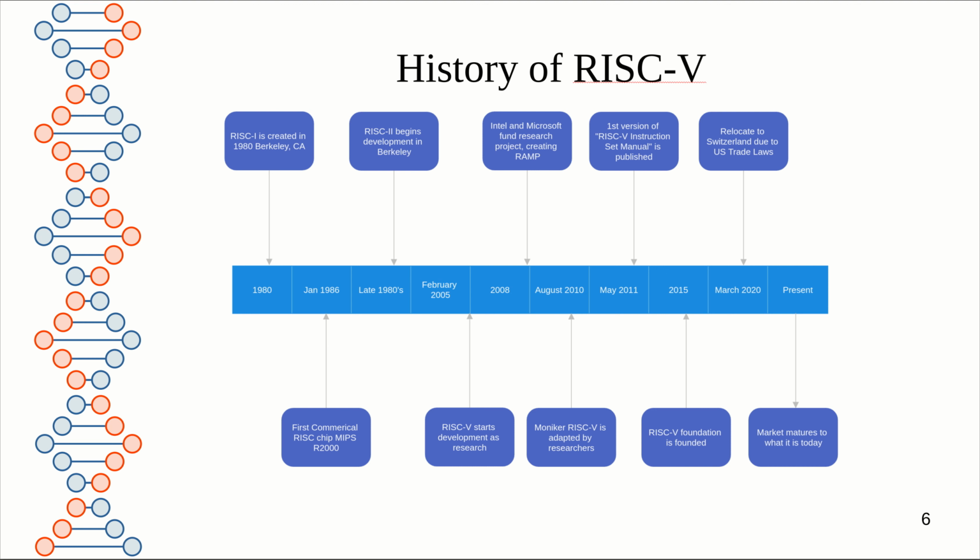By 1986, the first commercial RISC processor becomes available, and by the late 1980s, development of the RISC-II begins. Between the late 80s and 2005, more development is made towards the ISA, and the RISC-III and the RISC-IV are developed. However, nothing really exciting happens.